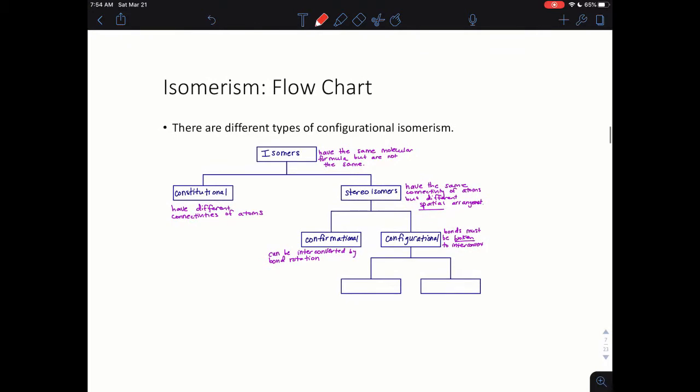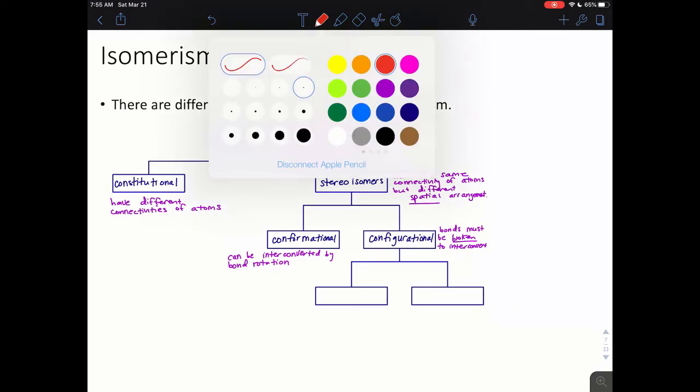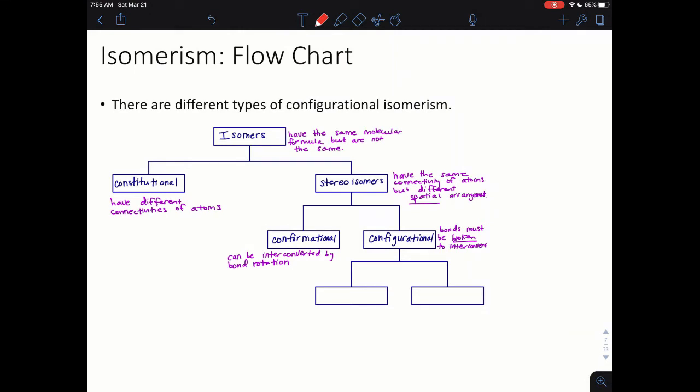So let's think about our chart. Aha, here it is. And we'll zoom in a little bit. So we're at configurational stereoisomers. So the bonds must be broken to interconvert the two different molecules. Now we're going to have two types of configurational isomers. And they're represented by the two examples on the previous slide. So I'm going to go ahead and just define those for you. So those two examples, they represent two types of configurational isomers.